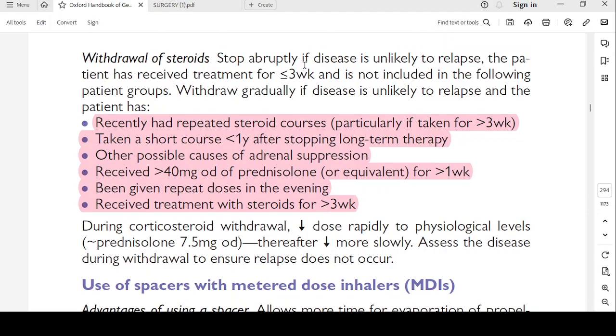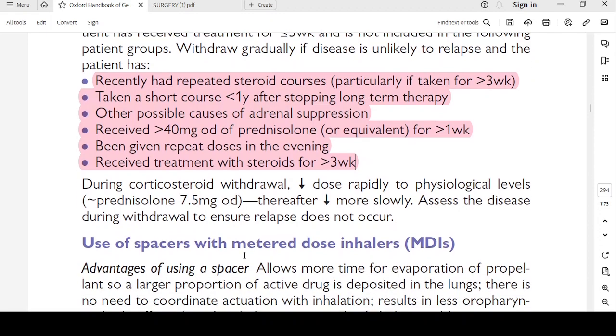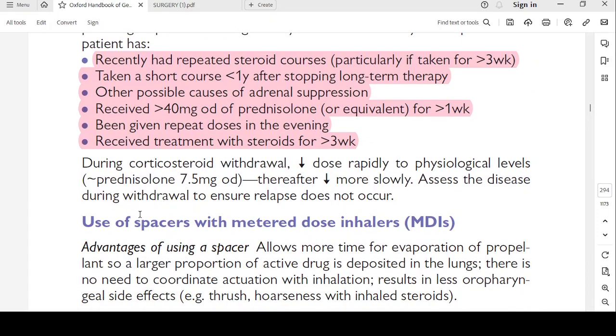During corticosteroid withdrawal, decrease the dose rapidly to physiological levels, prednisolone 7.5 milligrams OD. Thereafter, decrease more slowly. Assess the disease during withdrawal to ensure relapse does not occur.